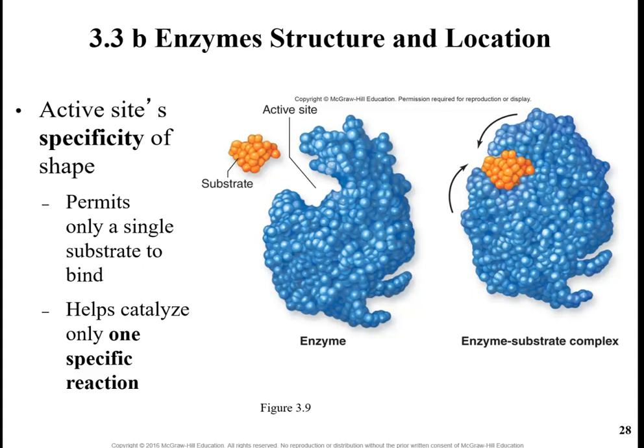Here's another view of the specificity of the enzyme shape. So here is the unique shape. Here's the active site where the substrate binds. Here's the substrate. See how its protrusions, its pockets and bulges fit perfectly into the active site of the enzyme. This is what allows only a single substrate to bind to the enzyme, and it helps it catalyze only one specific reaction.